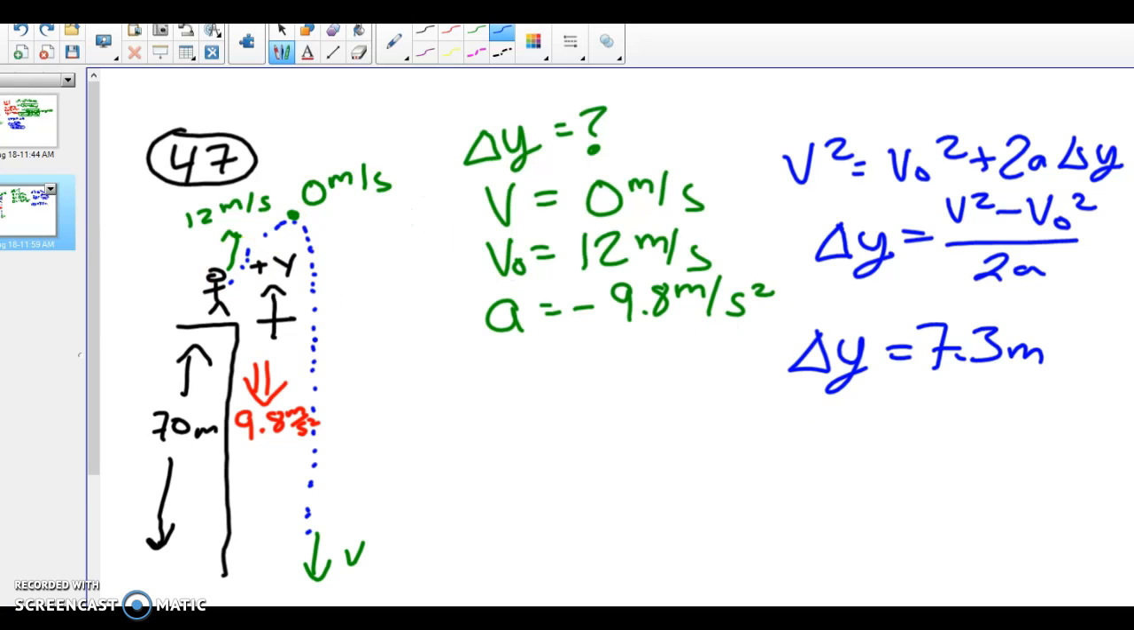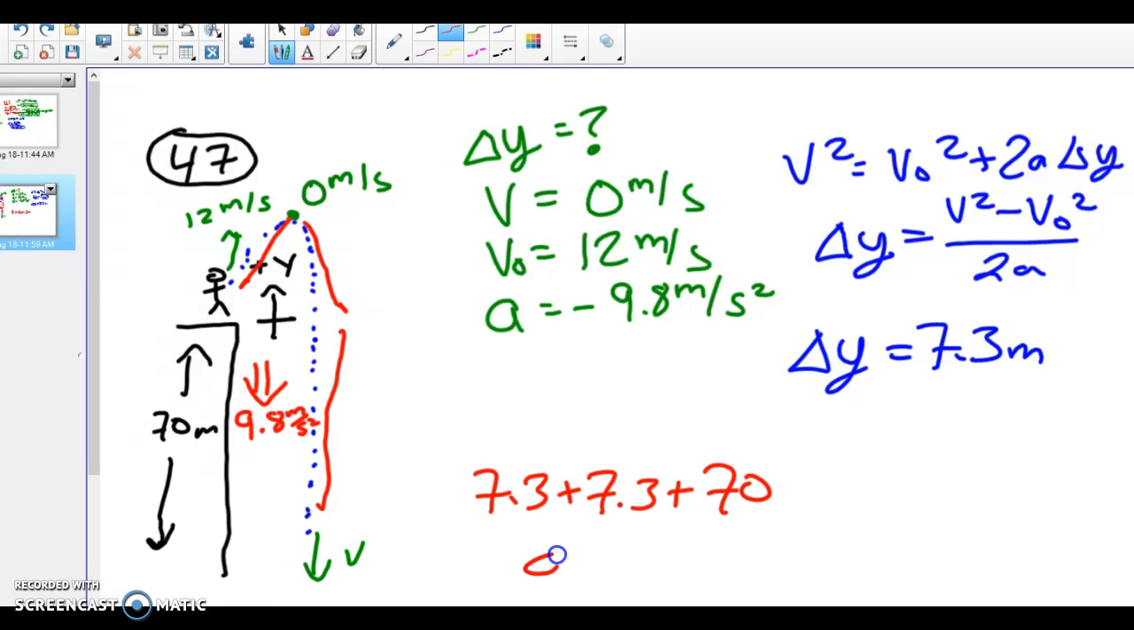So now that doesn't answer the question though. The question was, what's the total distance? Well, I know I went 7.3 meters up. I know I went 7.3 meters down, and then I know I went an additional 70 meters. So I'm going to have basically 7.3 plus 7.3 plus 70. So my distance is going to end up being 79.5 meters.